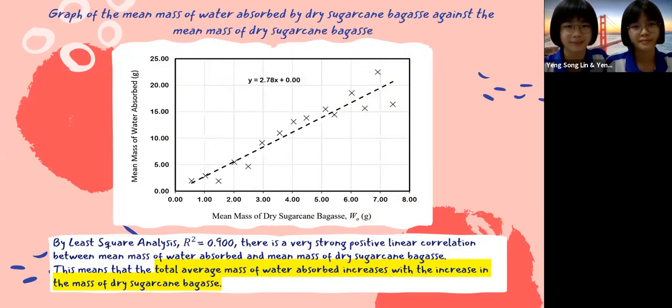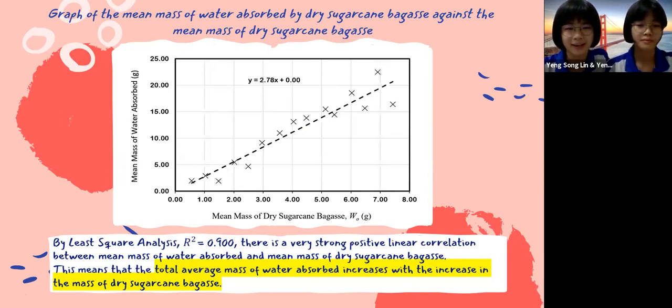For the first experiment, here we can see this graph, which is the mass of water absorbed against the mass of dry sugarcane bagasse. It's obvious to the eye that the more bagasse we put, the more water it will absorb. So we can confirm it by calculating the R² value, which is 0.9. This tells us that there is a very strong positive linear correlation between the mass of water absorbed and the mass of dry sugarcane bagasse.